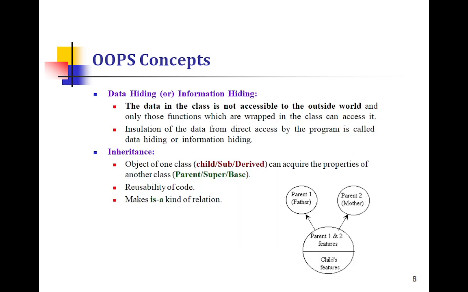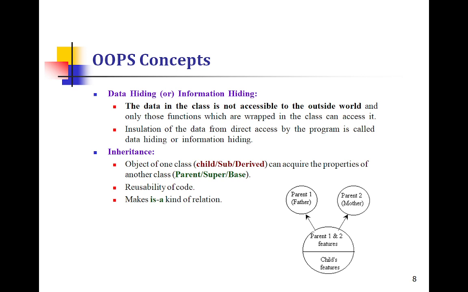Then the next one is data hiding or information hiding. The data within the class is not accessible by the outside world. That is an important point. Information is hidden, so only those functions which are wrapped in the class can access it. The insulation of data from direct access by the program is called data hiding. It is not possible to access that particular data because it is wrapped together. So that's the data hiding and information hiding process.